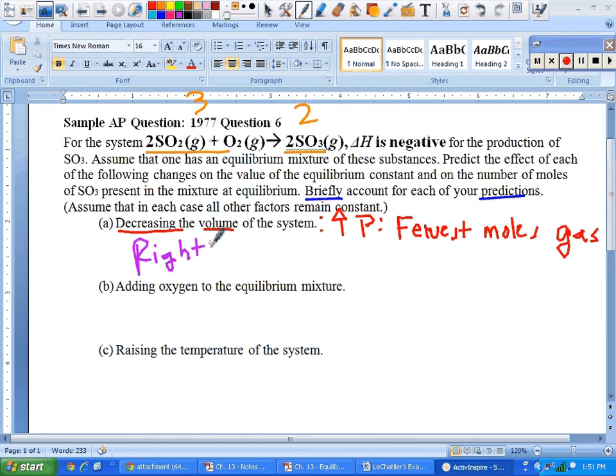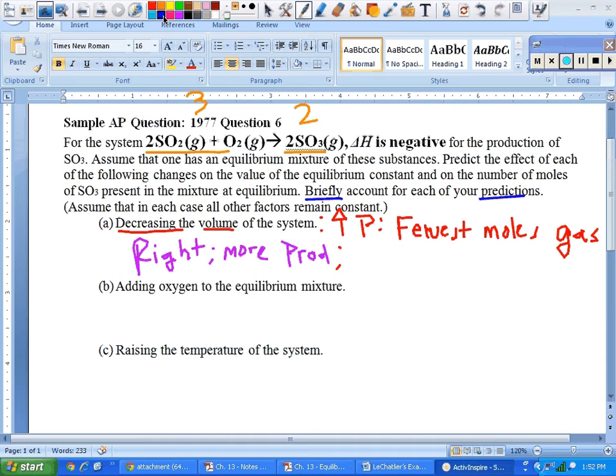So what am I going to make more of? More products, and here's the kicker question. Think before you speak. Does K go up, go down, or remain the same? Troy, what does it do? Why does it remain the same? Temperature is the only thing that affects K. Did they mention anything about changing the temperature? No. So K, and again, I'm just going to write constant.